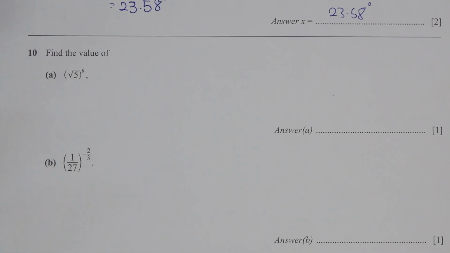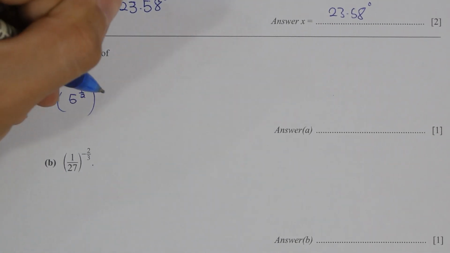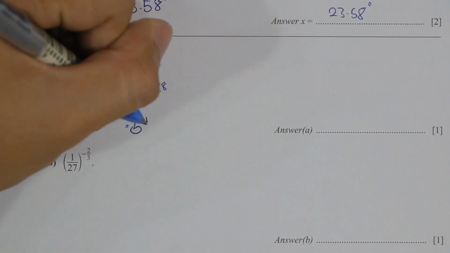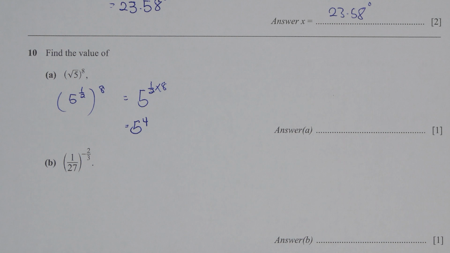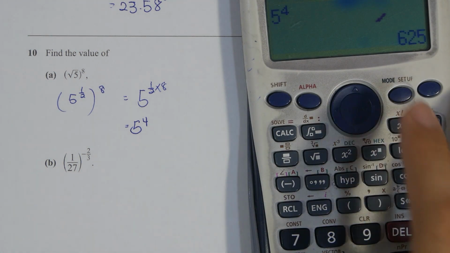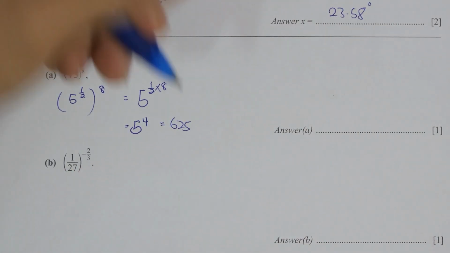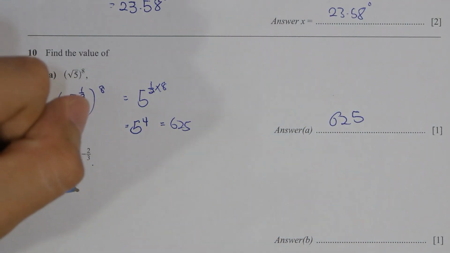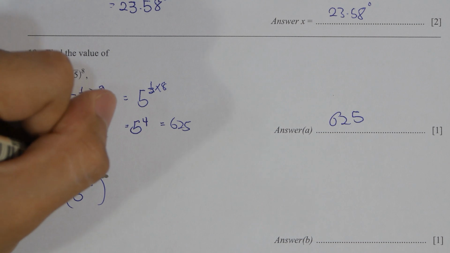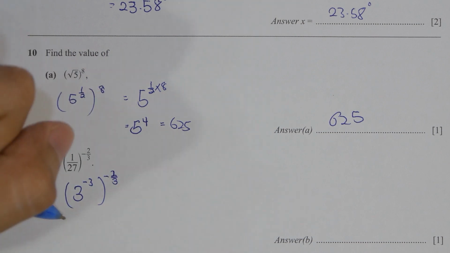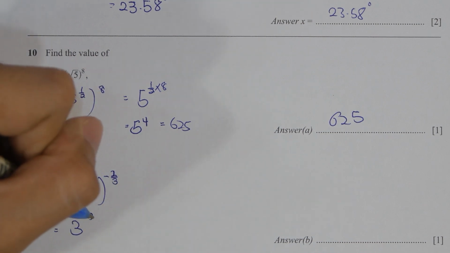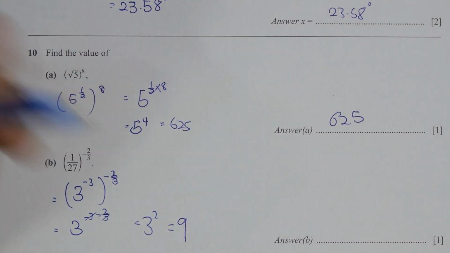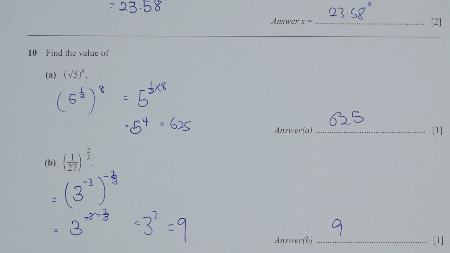Whereby for question 10 part A, so I changed the square root 5 into 5 to the power of 1 over 2. Then multiply it by 8. So the final answer will be 5 to the power of 4, which results in 625. Part B, I changed 1 over 27 into 3 to the power of negative 3. Then multiply it by its power of negative 2 over 3. So the final answer will be 3 to the power of 2 and results in 9.